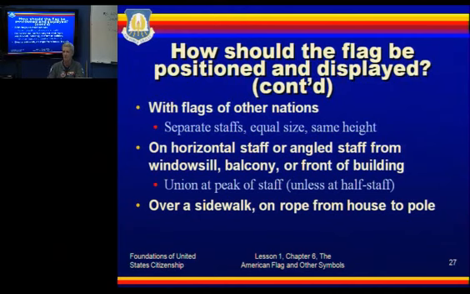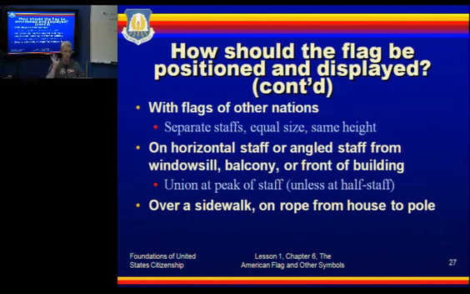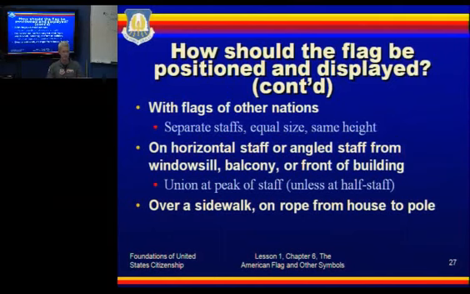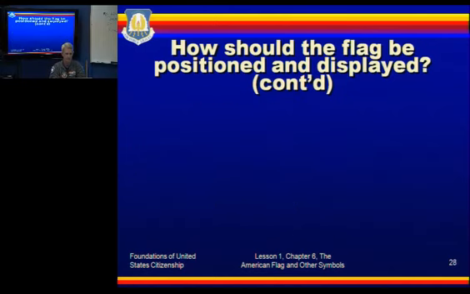And so guess what? When we do our color guard at the Yavapai Indian Nation, we have two countries. And it's not like we should dip the other countries. The American one's higher, so they still stay on the same, like it says right there, separate staffs, equal size, same height. It's a fact. And it works out real well. All right.